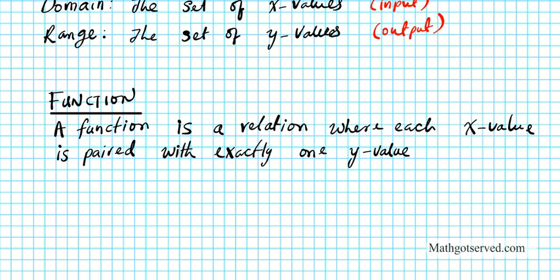You can't have one input going to 2 different outputs. That doesn't work. So each x value has exactly one y value. One y value can have multiple x values, but each x has to have only one y. So that's what it is for a relation to be a function.